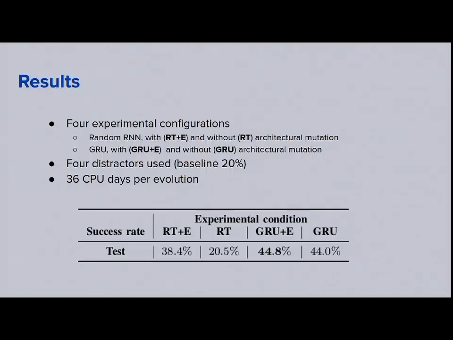And what we saw was that in the case where a gated recurrent unit was used as the initial architecture, there was actually very little benefit from evolution, if any. But what we were glad to see was that the random initialization actually was completely incapable of learning the task. As you can see, it performed at about baseline chance. But when we added architectural evolution to this random RNN, it actually performed comparably to a well-known LSTM variant.